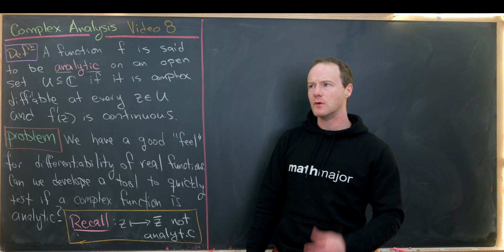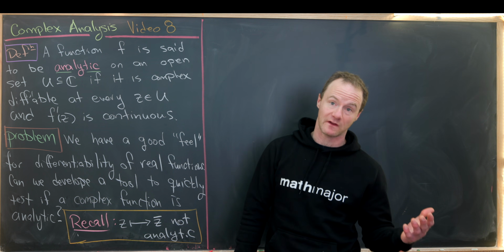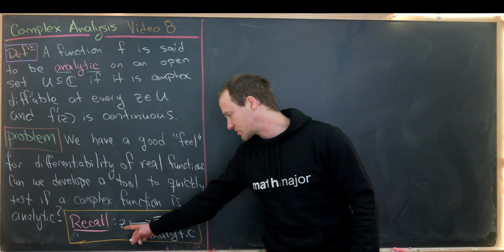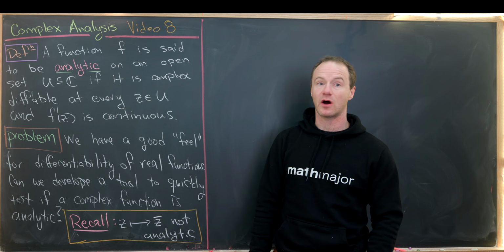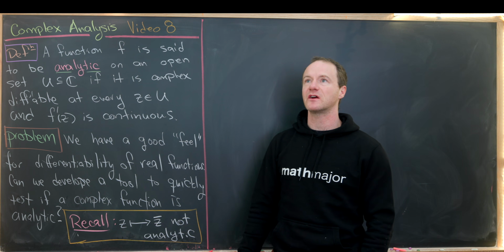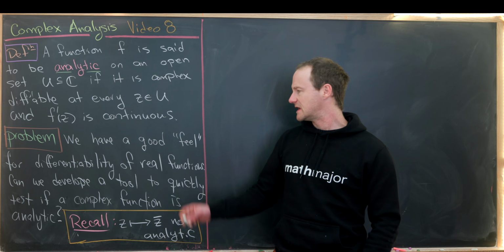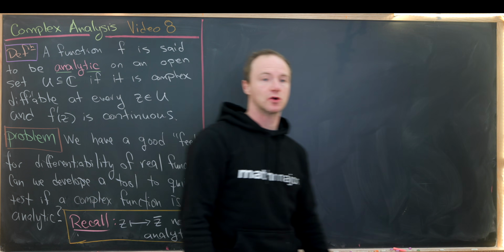As motivation for this goal is the fact, which we proved in the last video, that the function that takes z to z bar is not analytic. This seems like it should be a very nicely defined function, but it is not analytic. So let's get working towards this goal.